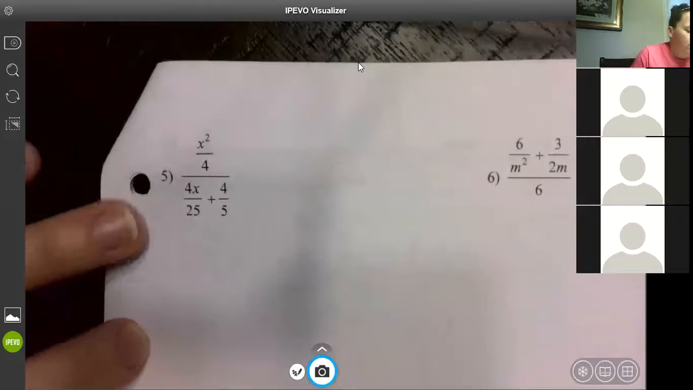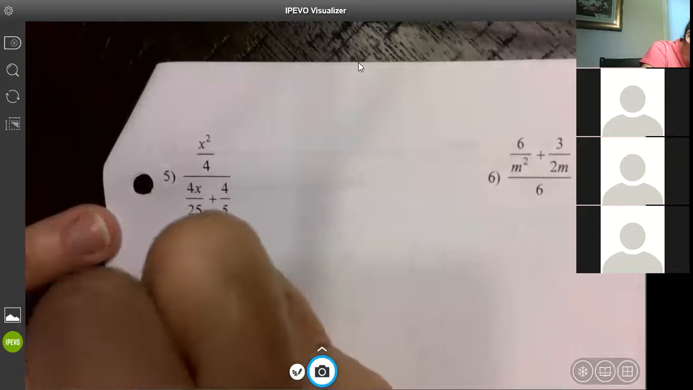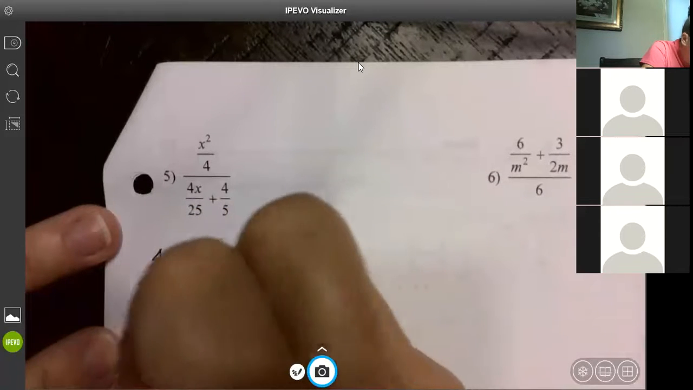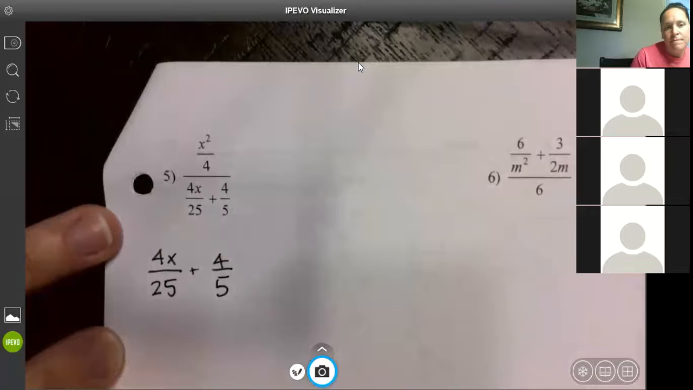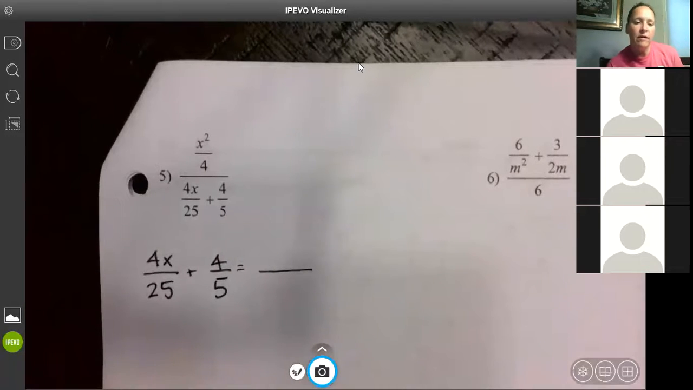All right. So we're going to get the bottom the same. What can I do to this? What's my common denominator? What's a common denominator between 25 and 5? 5. Not 5, but I could. 125. What's your common denominator between 25 and 5? 5. Yeah, well, it's not 5. What do you got to do?